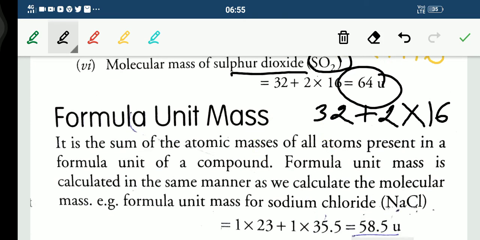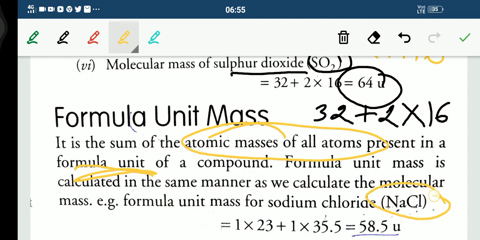Similarly, students, in a formula also we can calculate its unit mass. For example, what is the formula unit mass? It is the sum of the atomic masses of all the atoms present in a formula unit of a compound. For example, how can we calculate the formula unit mass for sodium chloride? You all can see here. Let me just explain it.